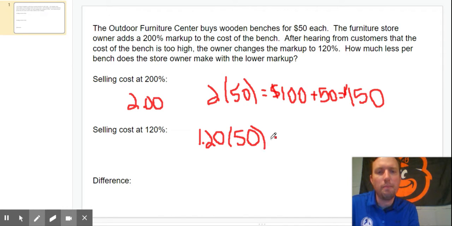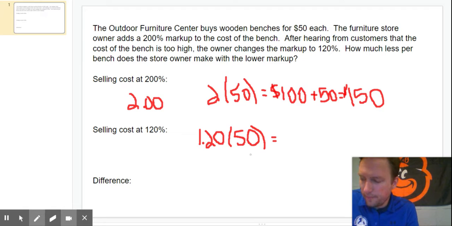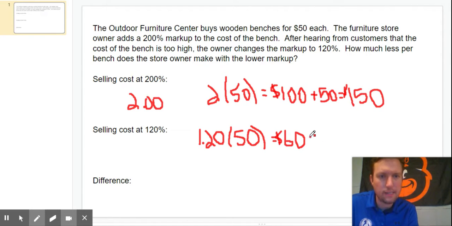And that's going to give us the markup of, can anyone do that math? I'll give you a second to do it. 1.20 times 50 would give you a markup of, that's right, $60. So 1.20 times 50 would give you $60. We're going to add that markup plus the $50 of our bench, and that's going to give us the cost of the bench, which would be $110.